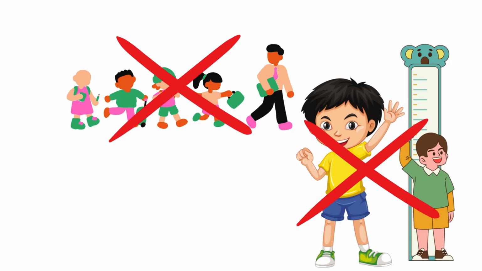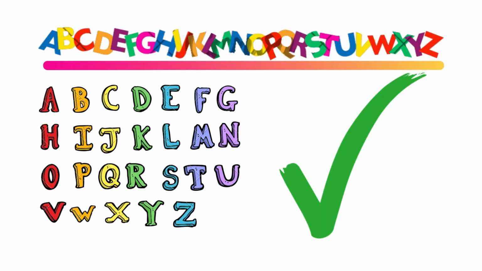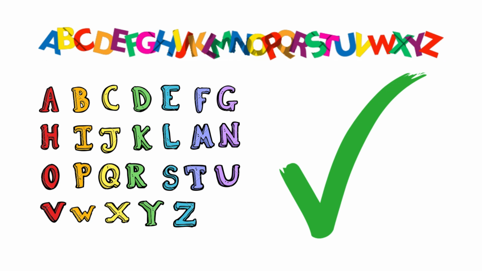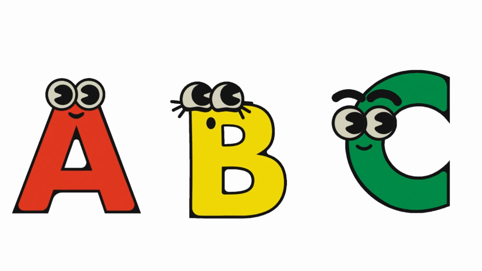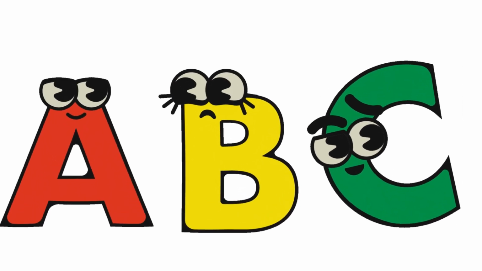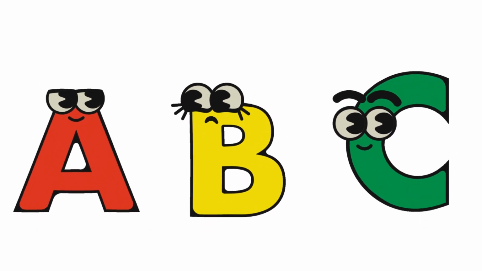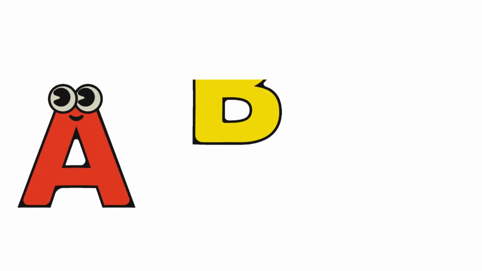Let's imagine we're making a line for a game, but not just any line, a very special line. This line is not by height, not by age, and not by who came first. This line is by alphabetical order. Alphabetical order means we arrange words the same way we see letters in the alphabet: A, B, C, D, and so on till Z. It's just like using ABC to decide who comes first.